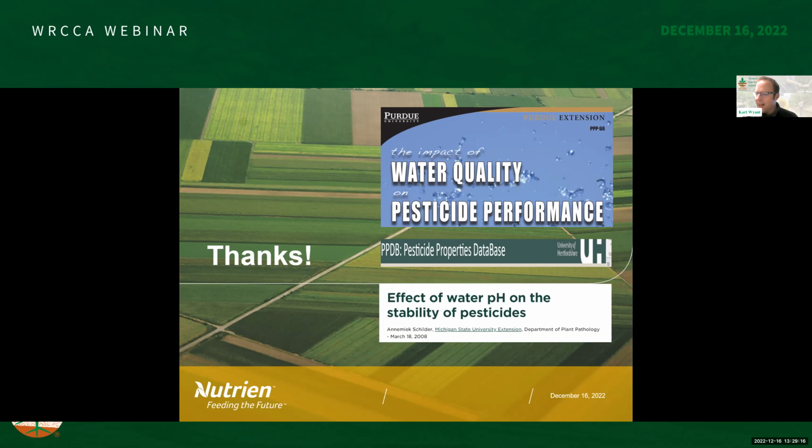If you really want to dial in some of this alkaline hydrolysis, the cutting and reduction of half the strength of the active ingredient, this pesticide properties database lets you type in active ingredients and see, oh, this product is more susceptible, it has a half-life of 15 minutes, or this product doesn't quite have as much as ours. So it can help you plan and make a custom approach. And then you have a nice document there from Michigan State University.